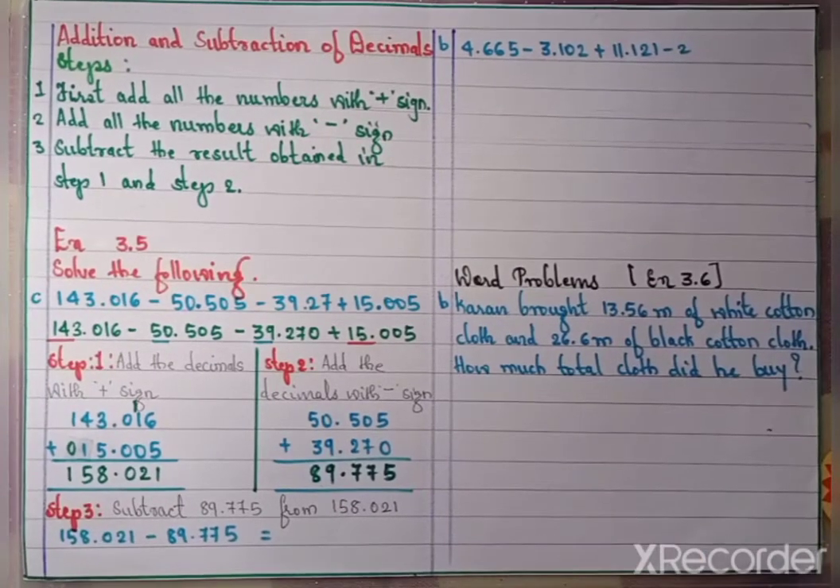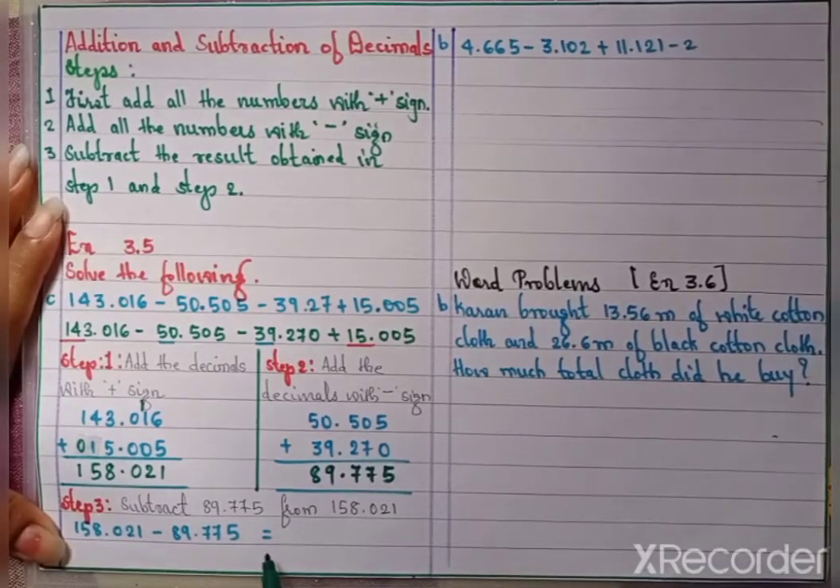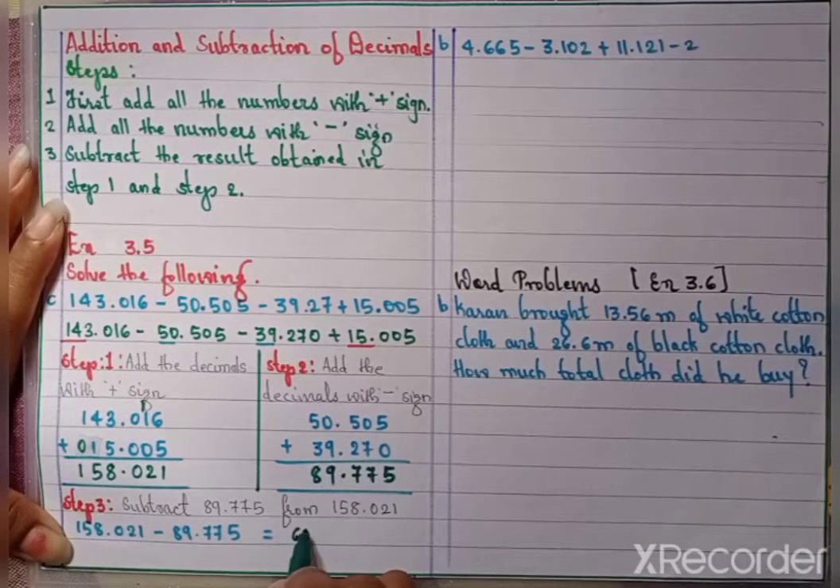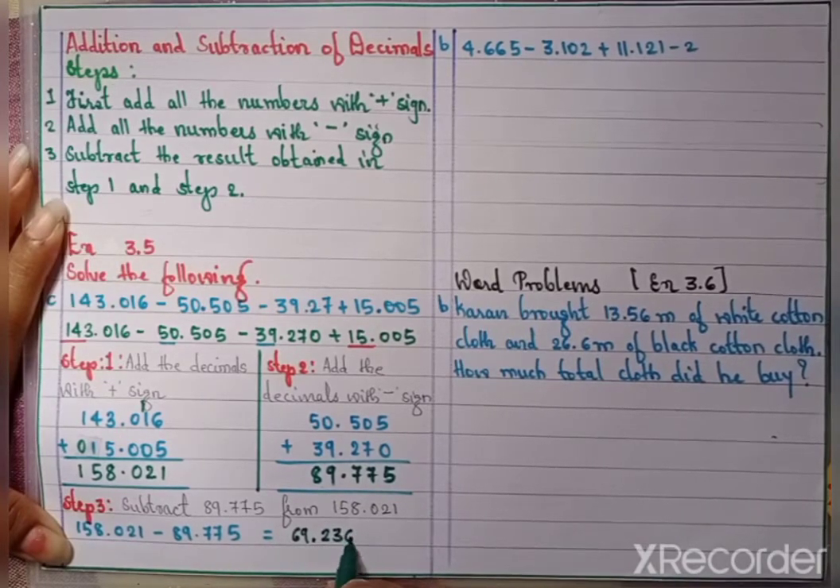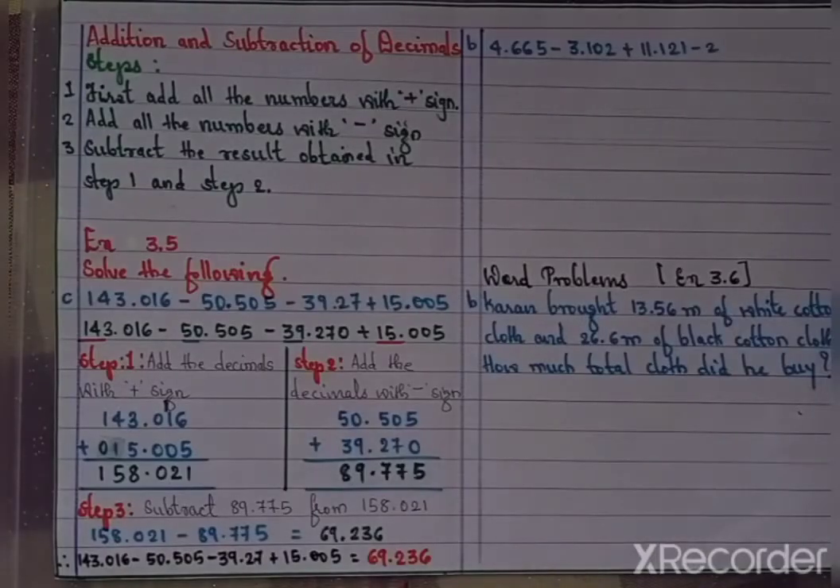We will get the difference after subtracting 158.021 minus 89.775. The difference is 69.236. Therefore, the final answer is this. So let's write the whole problem, and that equals to this answer, and hence the answer.